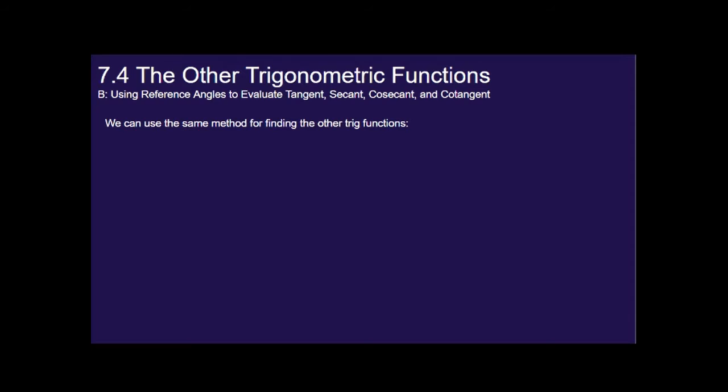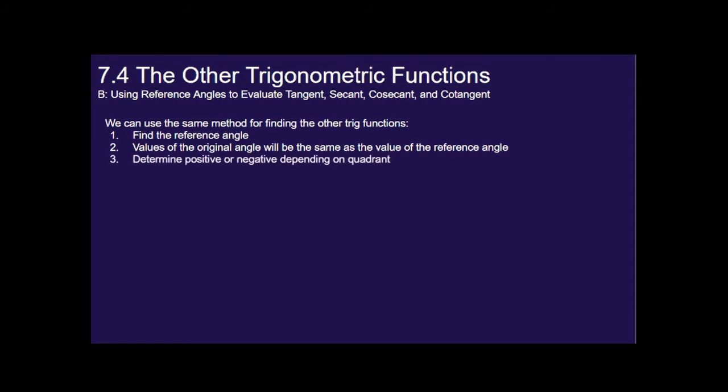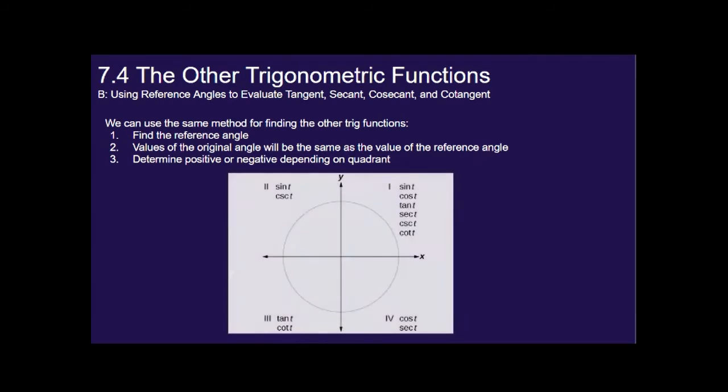So we can use the same method for finding the other trig functions. First, you're going to find the reference angle. Remember, the reference angle is the angle between your terminal angle and the closest x-axis. The values of the original angle will be the same as the value of the reference angle. The only difference would be the positive or the negative, and you would determine the positive or negative depending on the quadrant. And so this is one way that you can remember it.